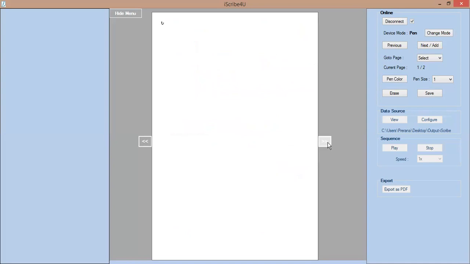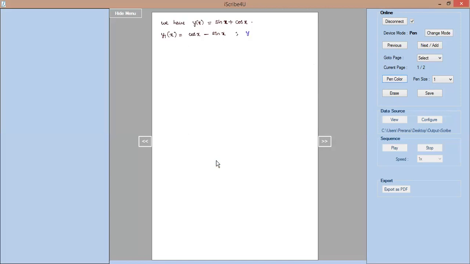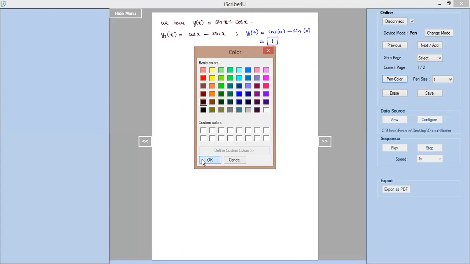Just for convenience, I'll write y of x once again. So y of x is nothing but sine x plus cos x. Now the first differentiation, y1 of x. y1 of x is differentiation of sine x, which is cos x. Differentiation of cos x is minus sine x. Keeping this, we have to find y1 of 0. y1 of 0 will be cos 0 minus sine 0. Cos 0 is 1, sine 0 is 0. So we have 1.